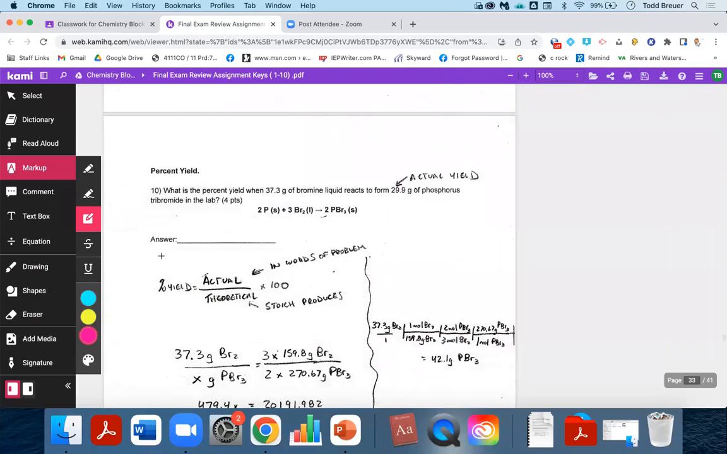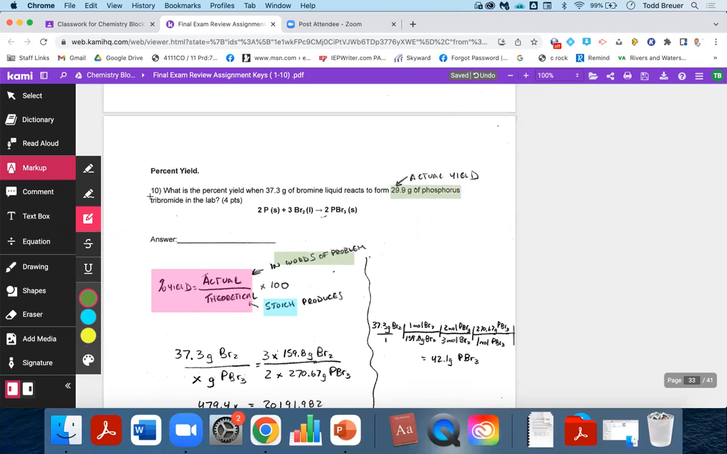Okay, percent yield is actually a chemical formula that relates to stoichiometry. Stoichiometry provides a theoretical amount. In a laboratory setting, we get what we call an actual amount, and that often comes from the words of the problem. So when we go and read this, right, look at what the words of the problem say.